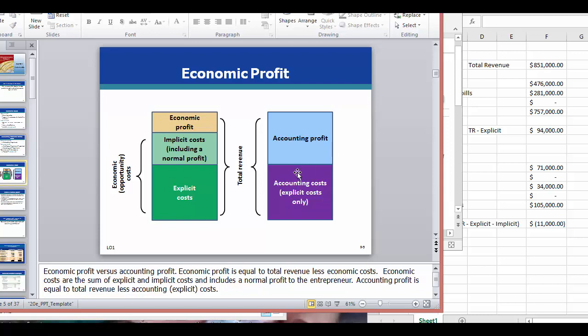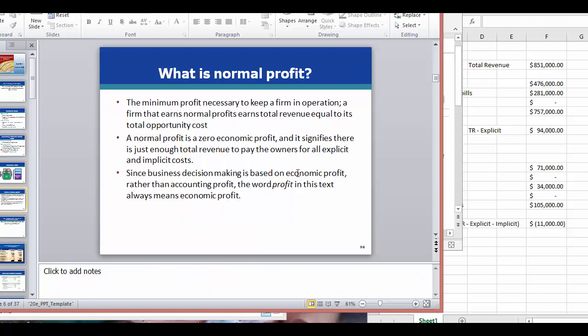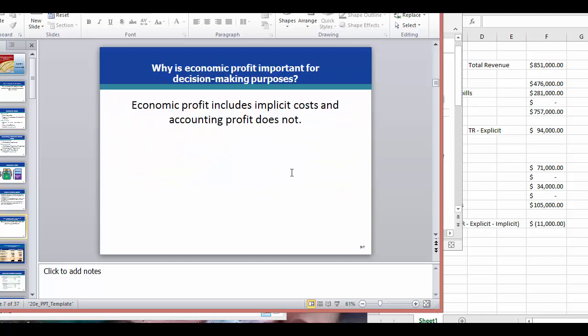Here's another diagram showing you the same thing. So what is normal profit? It is the profit necessary to keep a firm in operation. This is the payment to the entrepreneur. And that's the end of that problem.